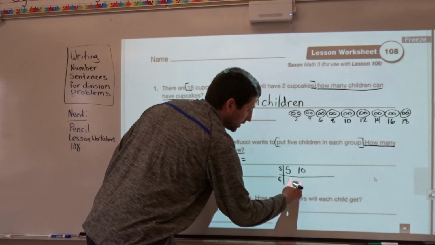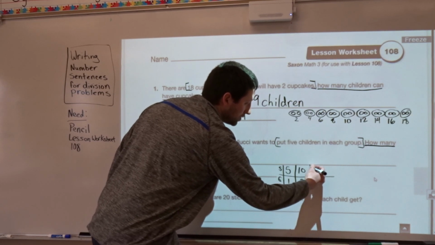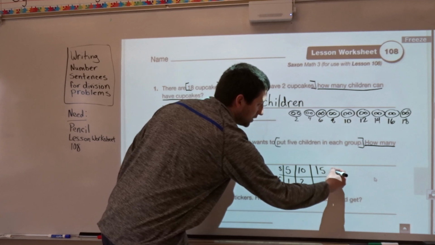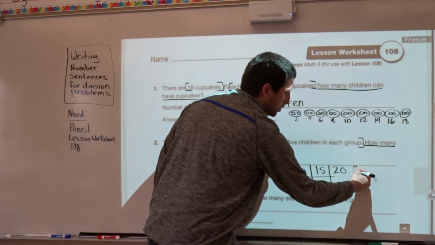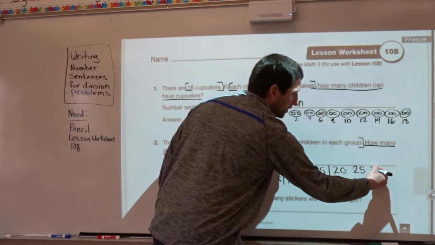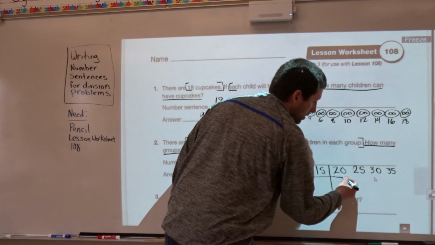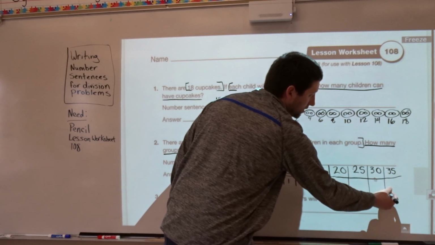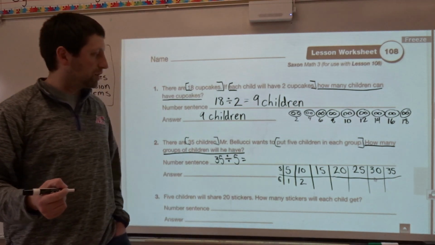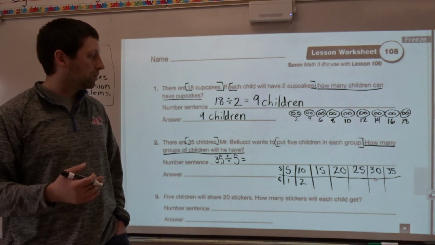so that would be 1 group, 10 would be 2 groups, 15, 20, 25, 30, 35. So this time, instead of drawing a picture, I drew a table, and you can do that. You don't have to do that. If it helps you, please do that.